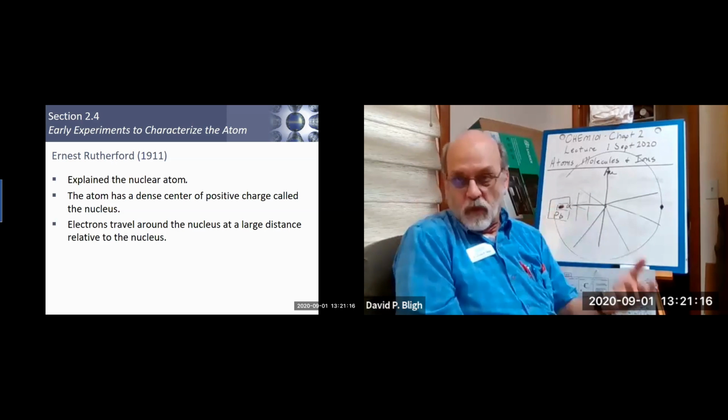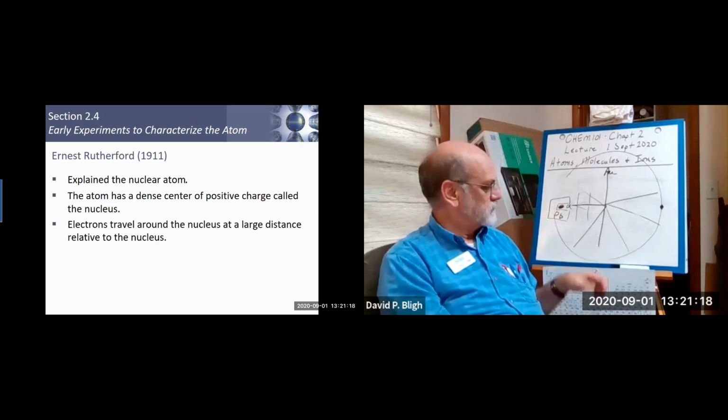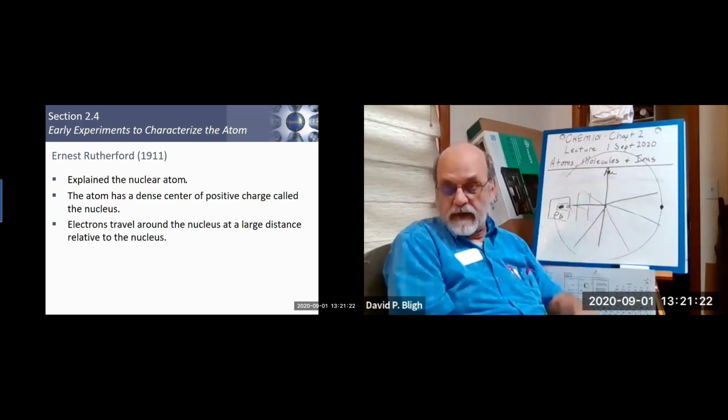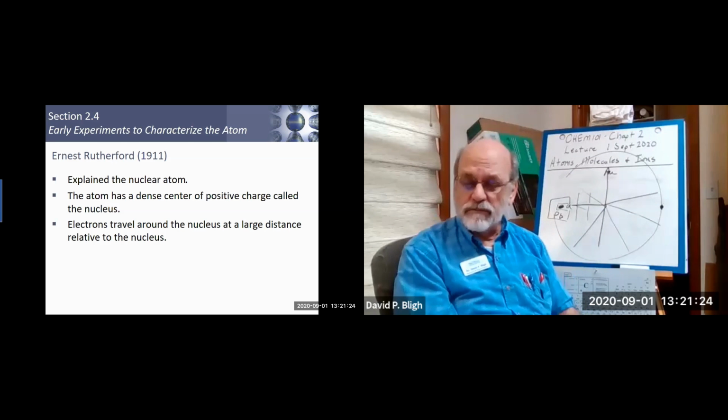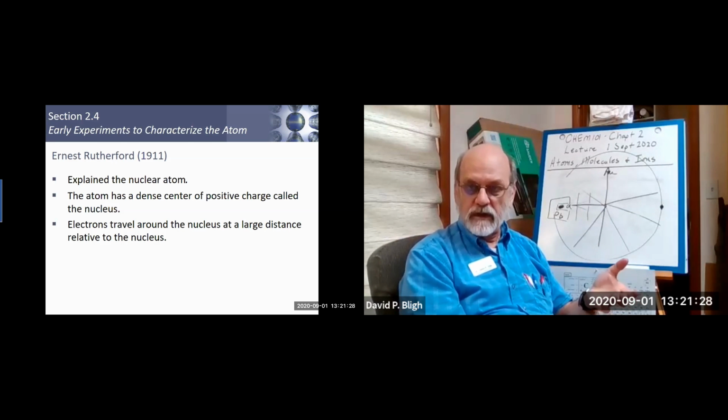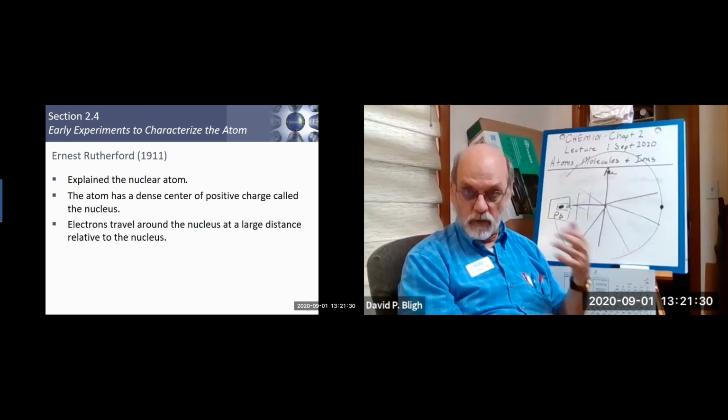Now, what were the results of his experiment? This one, the deflection part. So that disproved the plum pudding model and pretty much confirmed that the nuclear atom was correct.